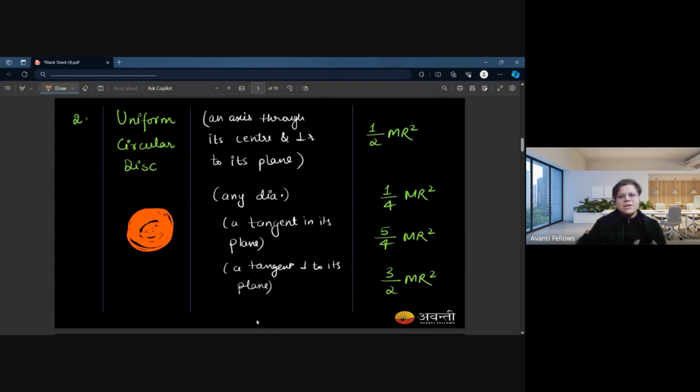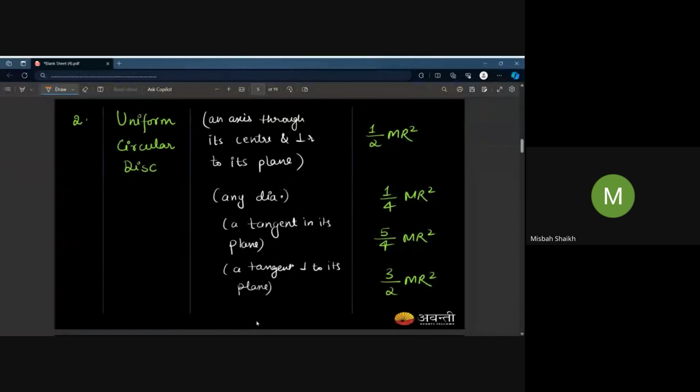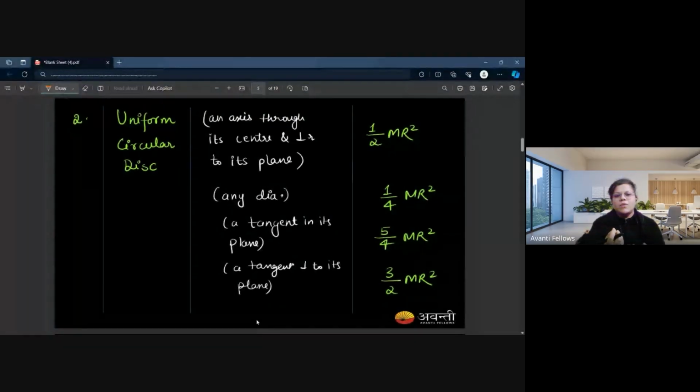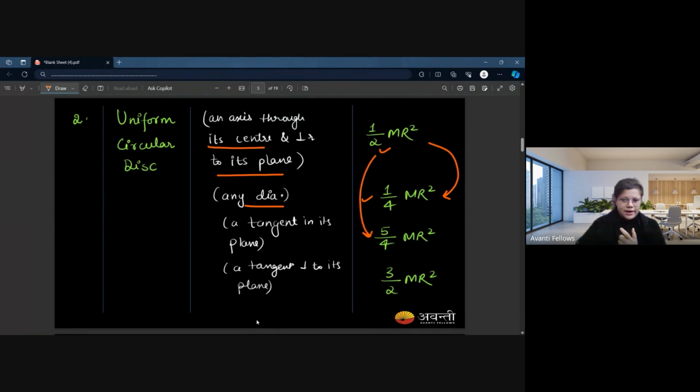Yes or no? If I said, can you give me an element of a uniform circular disk, you would say, ma'am, it is a ring, right? So basically, again, about the center in its plane, it is half MR square, diameter is 1 by 4 MR square. See, again the deduction you can observe. Tangent, you will feel the addition, right? And then perpendicular to the plane will get 3 by 2 MR square.